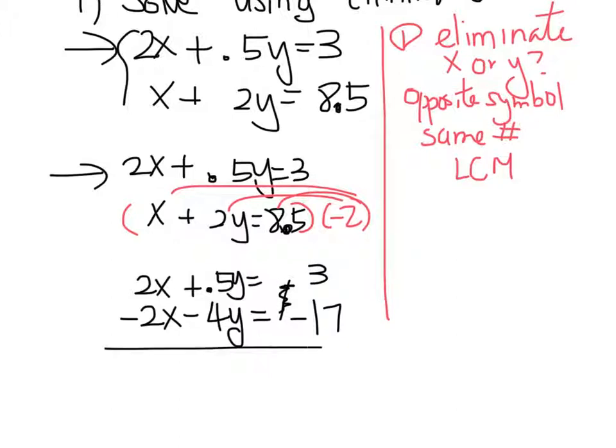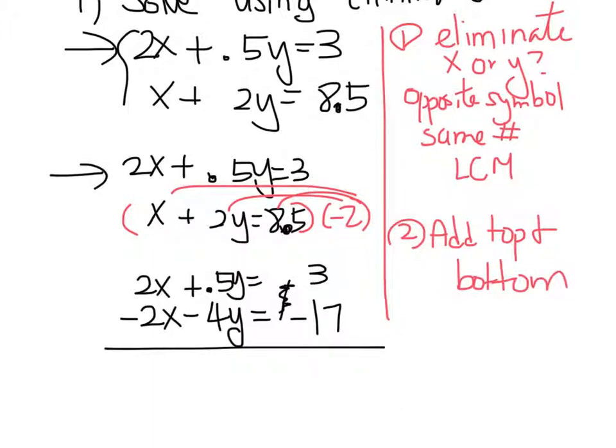Now I'm going to add top and bottom. Add top and bottom. Then this is going to give me 0, right? Because 2x minus 2x is 0. You got to know why we're doing this, right? Because we want to get rid of the x. And then 0.5y minus 4y is what? It's so scary because it's decimals. What do you get, guys? -3.5y. And -17 plus 3 is?